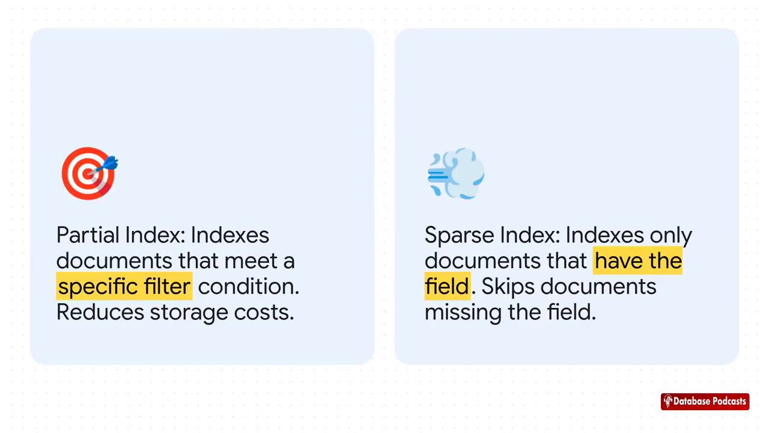All right, final problem for today. My indexes are getting enormous. They're taking up a ton of disk space and slowing things down. Is there some way I can tell MongoDB to only index a subset of my documents? Like, why am I wasting resources indexing inactive users or products that are out of stock?